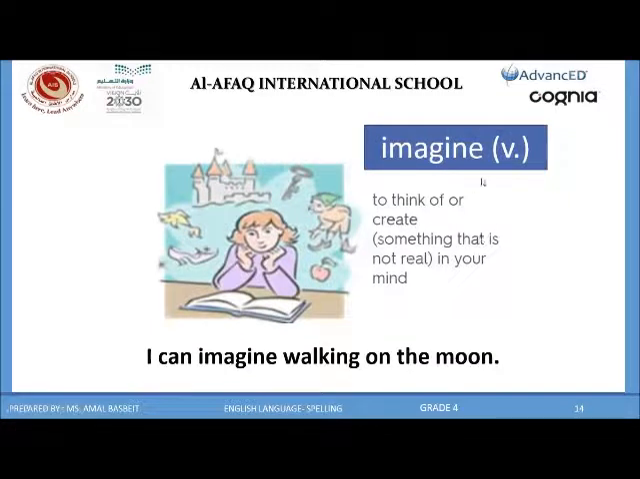Imagine. In the previous word, it was a noun, image. It means picture. When I omitted the E and added an ending, it became another word. It means to think or create something that is not real in your mind. Imagine is a verb. Image is a noun. So as I've just explained, when we change the ending, we change the part of speech and we change the meaning. Okay? The sentence: I can imagine walking on the moon.